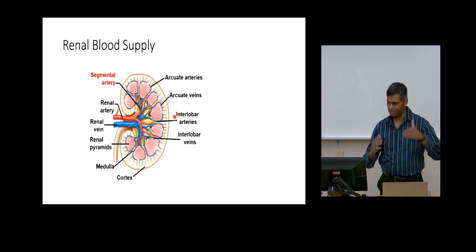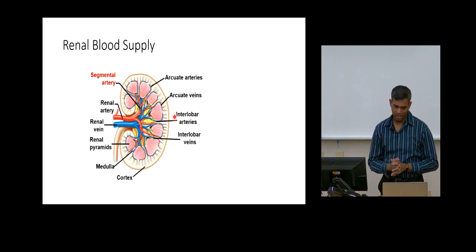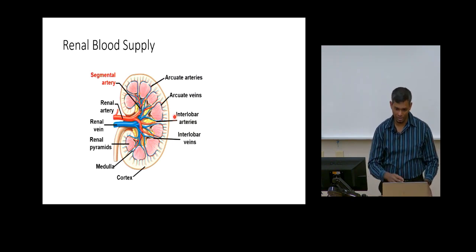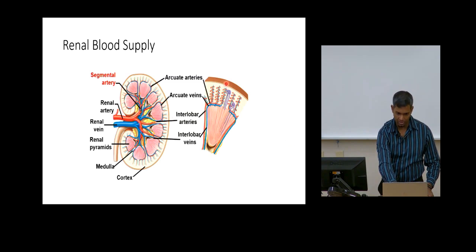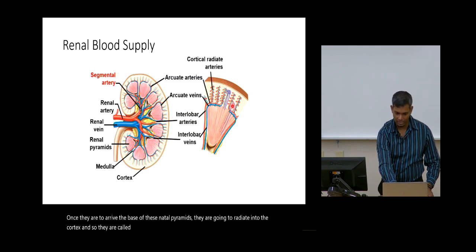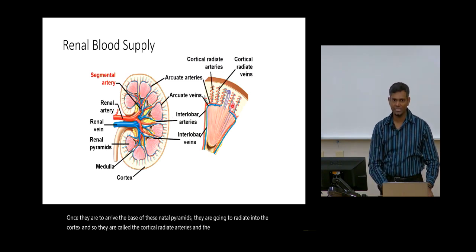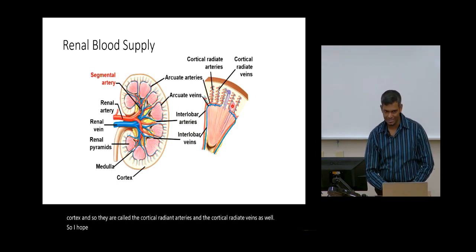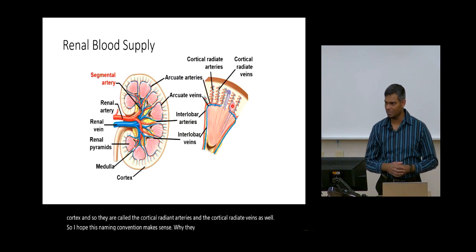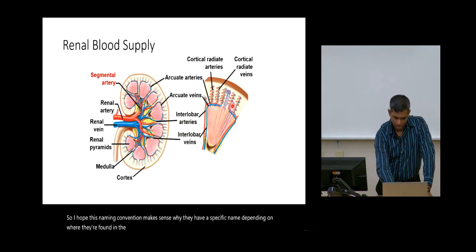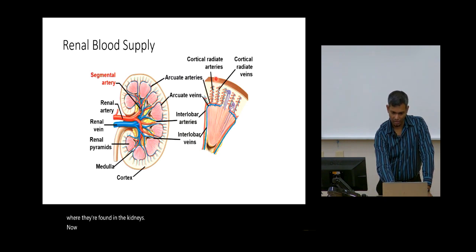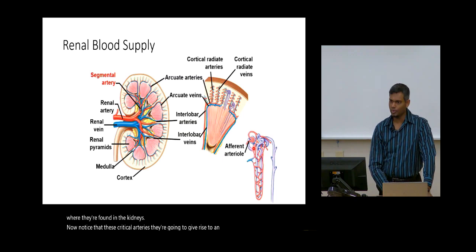And once they arch over the base of these renal pyramids, they're going to radiate into the cortex, and so they're called the cortical radiate arteries and the cortical radiate veins as well. So I hope this naming convention makes sense, why they have a specific name depending on where they are found in the kidneys. Now notice that these cortical radiate arteries are going to give rise to an afferent arteriole which will carry blood to the nephron.